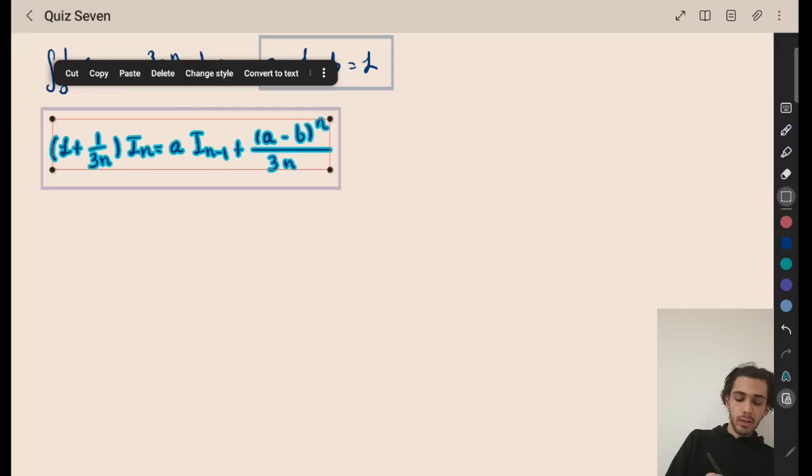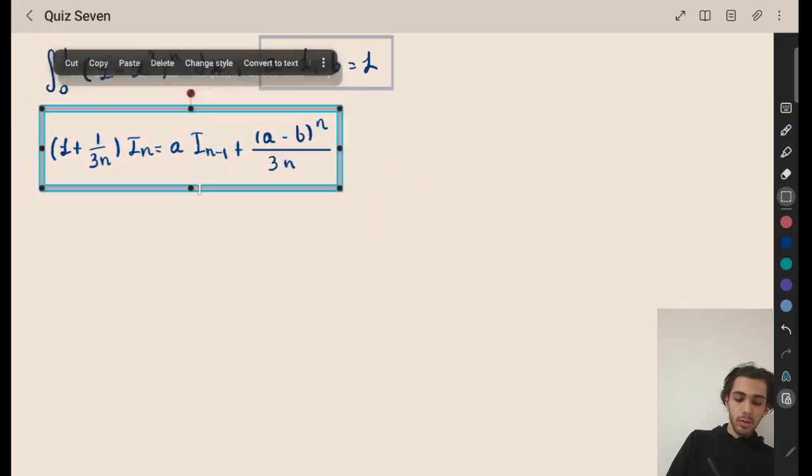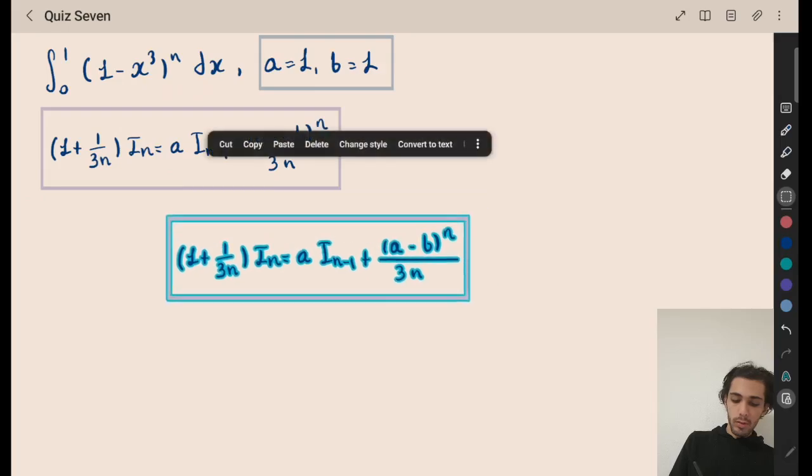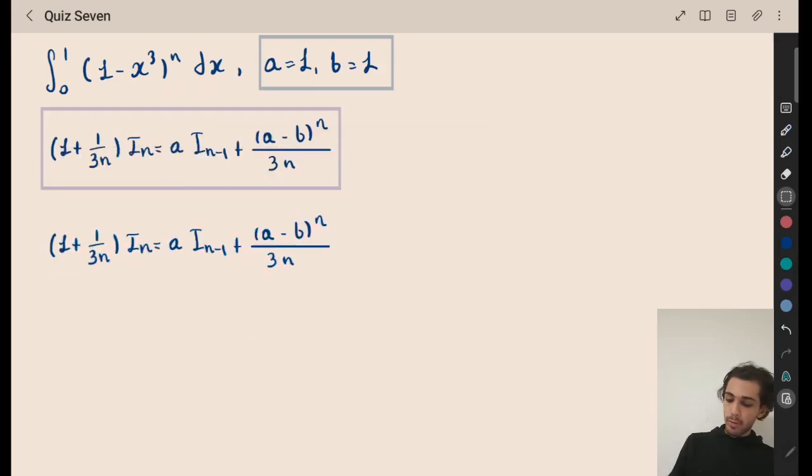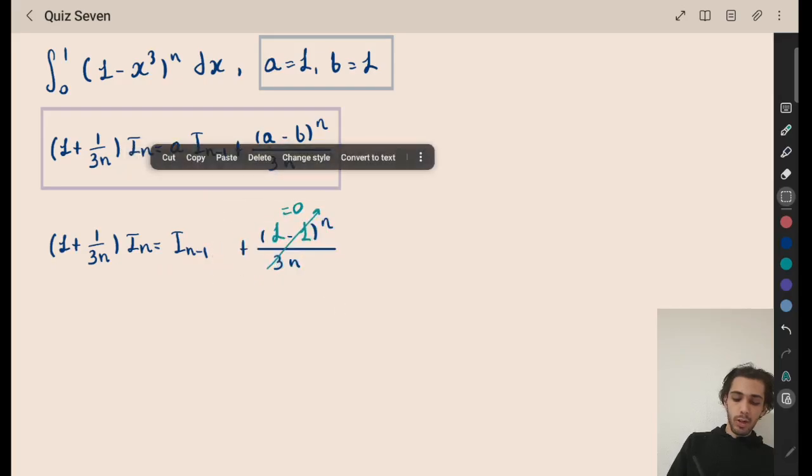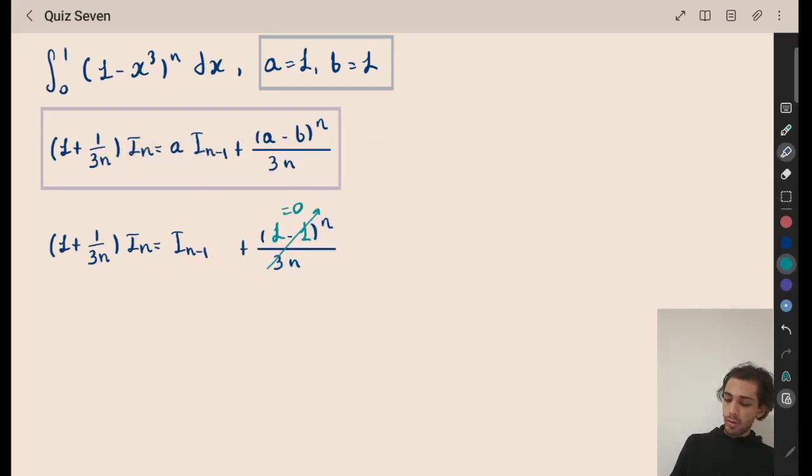Then in that case, I would have, instead of a, I would have 1, and here I would have 1 minus 1. This would be 0. Then in that case, this is the expression for In minus 1. You can check this yourself, of course.